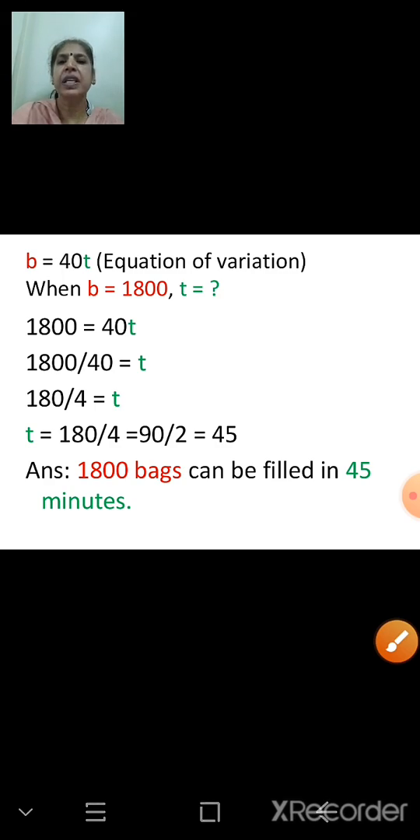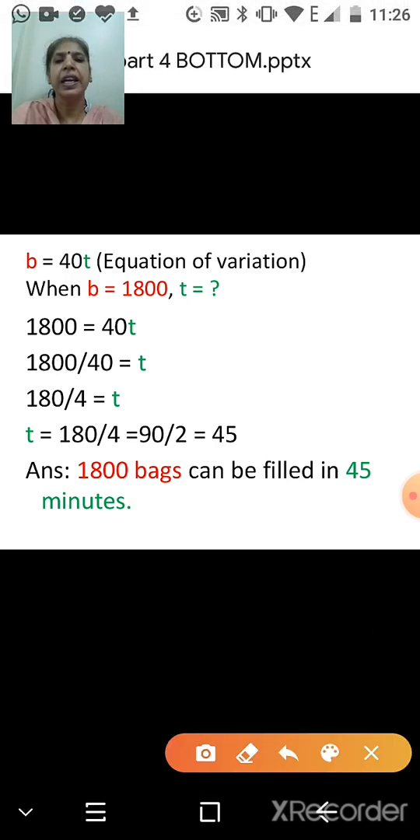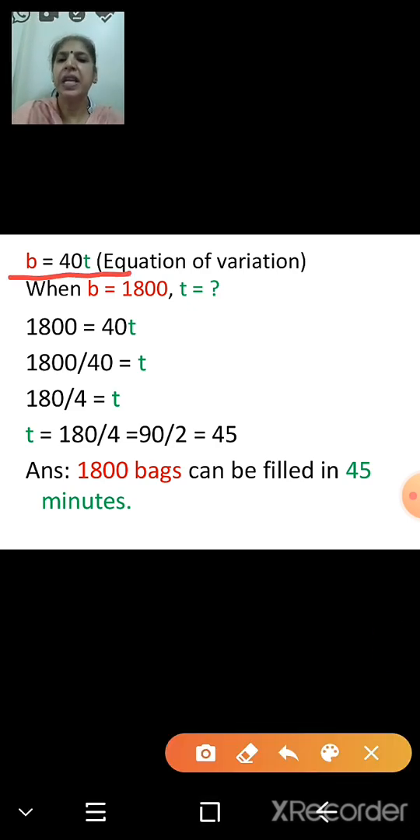Now, B is equal to 40T. This is the equation we have got. B is equal to 40T. Now, the next pair of values. What is given? When B is 1800, find T. B is given as 1800 and we have to find the time taken. Now, what will we do? We will substitute in the equation. In this equation, we are substituting the values: 1800 is equal to 40T.